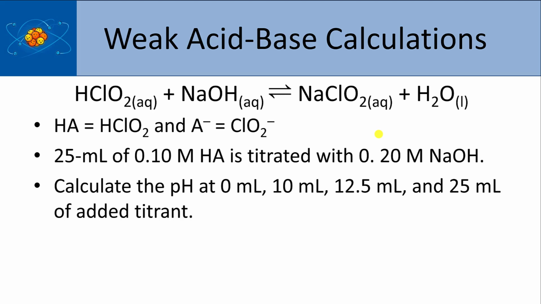Okay, so what we're going to be doing next is a weak acid, strong base titration, and that's going to be between chlorous acid and sodium hydroxide. So these calculations are going to be a little bit more difficult, but we're going to set them up exactly the same way. We have 25 mL of 0.1 molar acid titrated with 0.2 molar sodium hydroxide. We're going to calculate the pH at all these different points, okay?